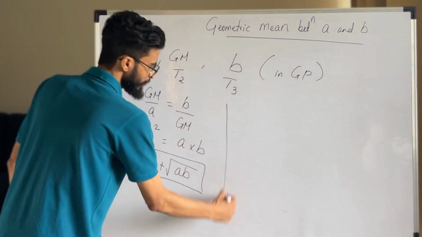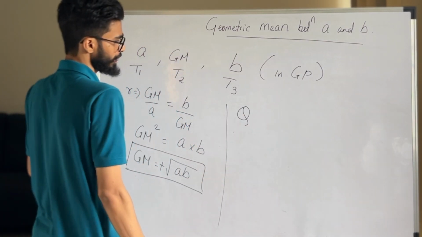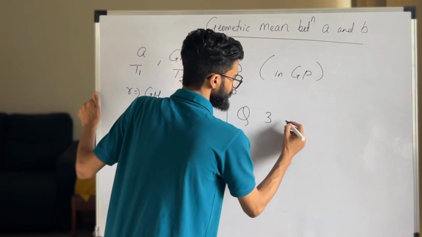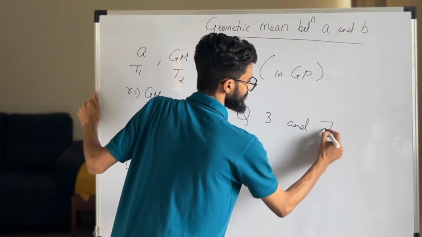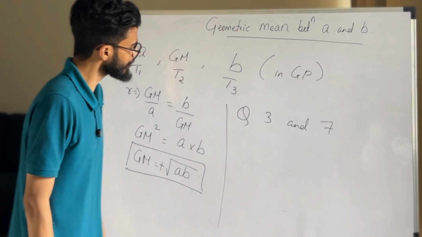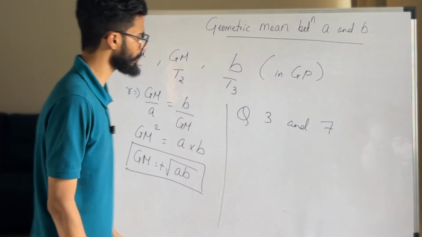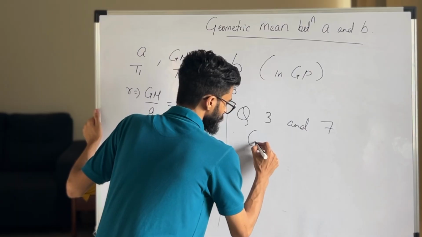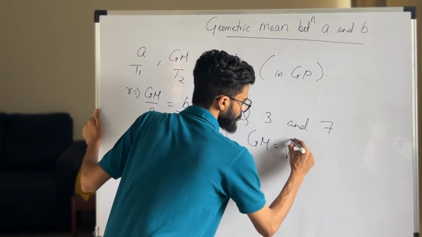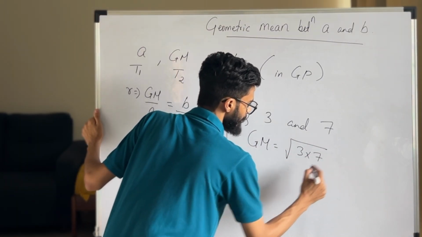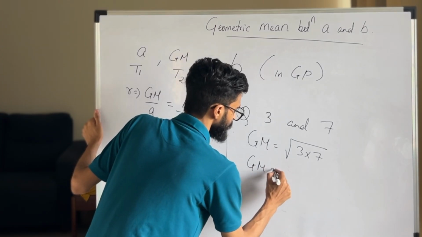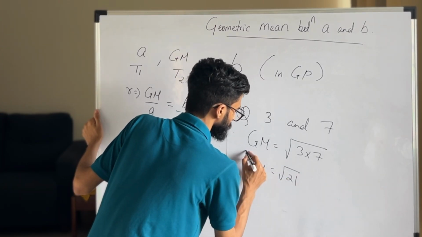So if they give me any two numbers, suppose 3 and 7, and they say insert a geometric mean between these two numbers, I will directly write geometric mean will be square root of 3 into 7, which is root 21.